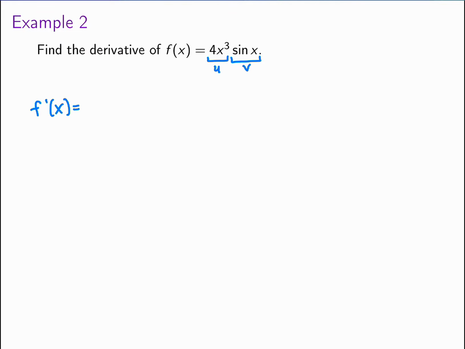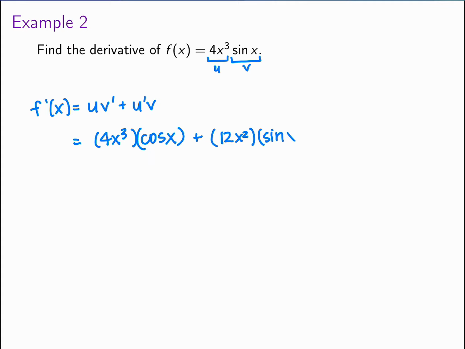Remember, let's write down our rule again. So it's u times v prime plus u prime times v. So in this case, we'll get u is 4x cubed, and v prime, the derivative of sine x, will be cosine x, plus, now I'll take the derivative of u, that will be 12x squared, and I'll leave v alone, so sine x.